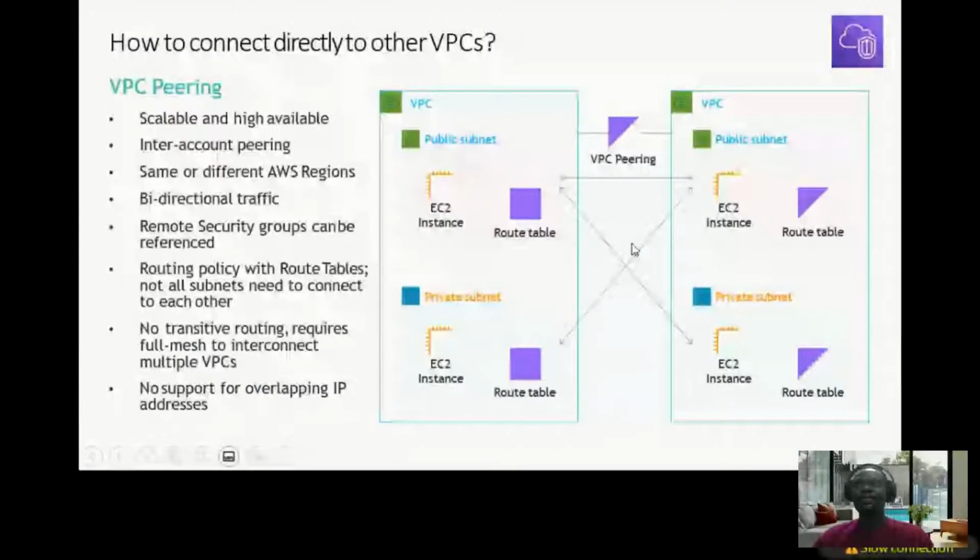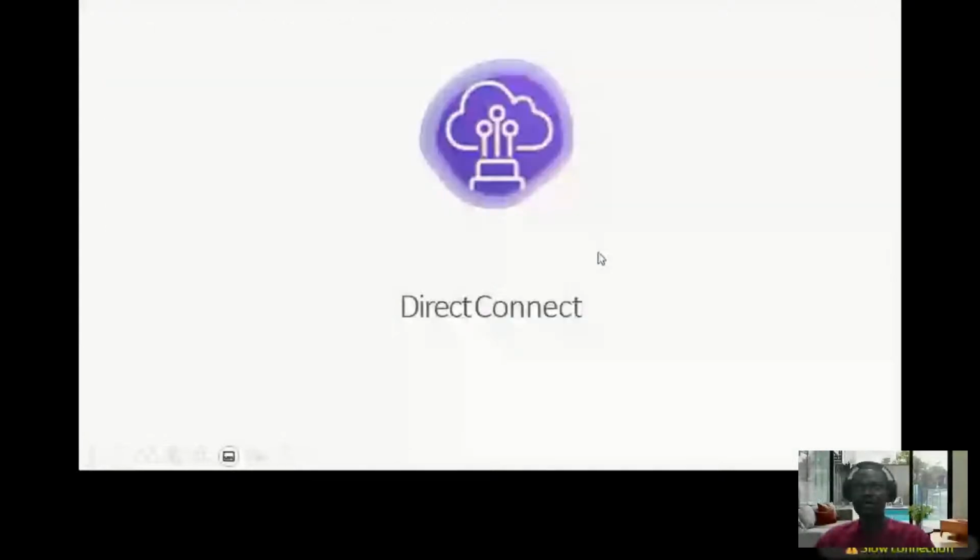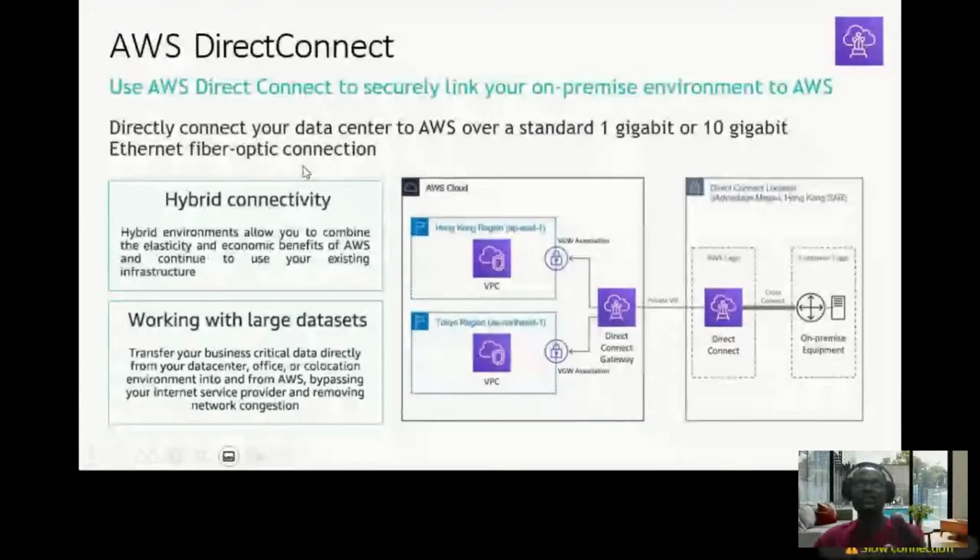Direct connect on the port. VPC, you can use only this in AWS. So that is what VPC direct connect and that hybrid connection activity is. Direct connect directly connects your data center to AWS over a standard 1 gigabyte or 10 gigabyte Ethernet fiber optic connection. So now, a hybrid environment allows you to combine the elasticity and economics of AWS. Of course, we know about that hybrid environment, what it means. So the thing that enables you to do this is direct connect.